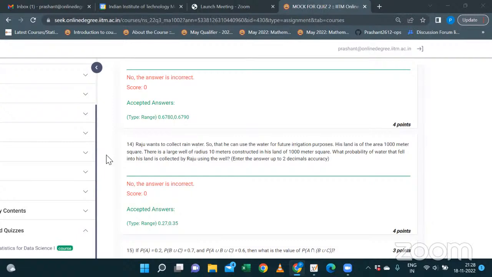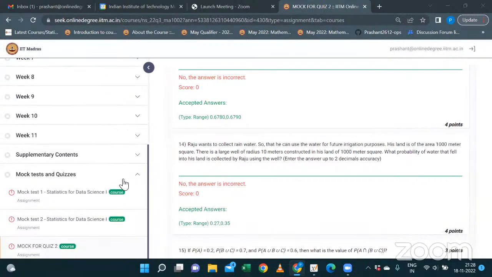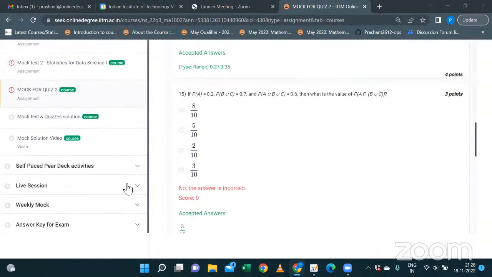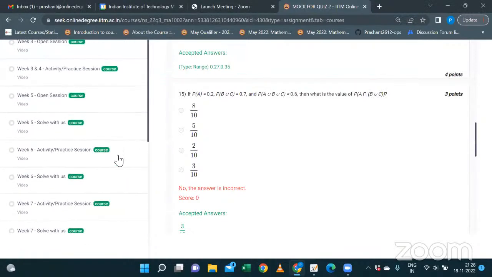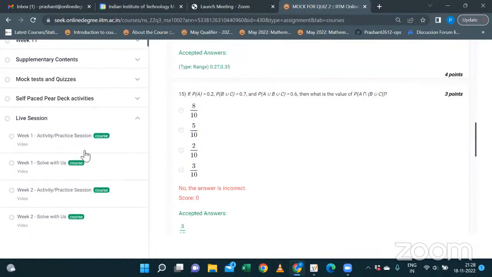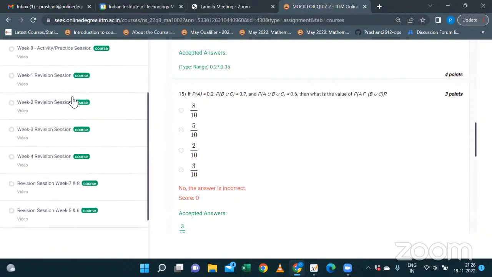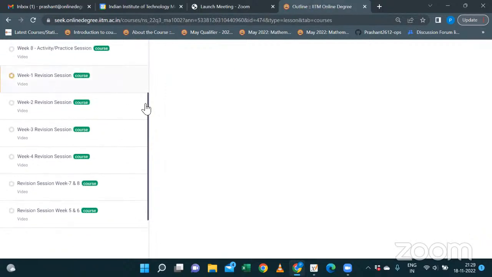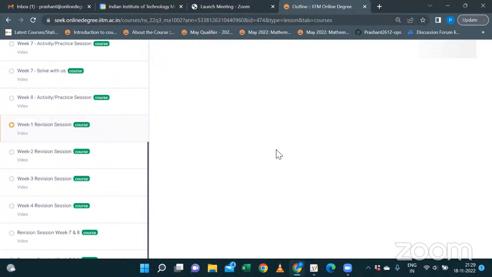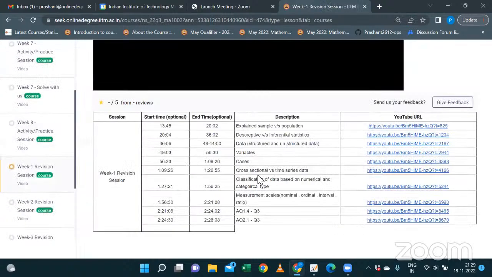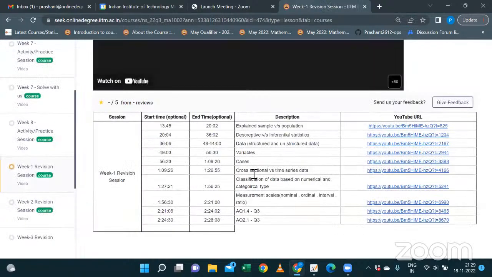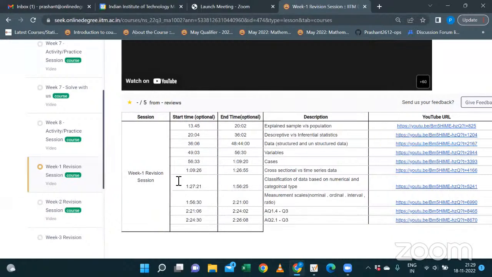And one more thing for clarification, as I explained at the beginning of the session, just go to the live sessions section. Here we have uploaded the revision session, tagged as revision session. Suppose you have timestamps for the session, and you are confused about cross sectional versus time series data, just go to the YouTube link. You will directly go to this point.